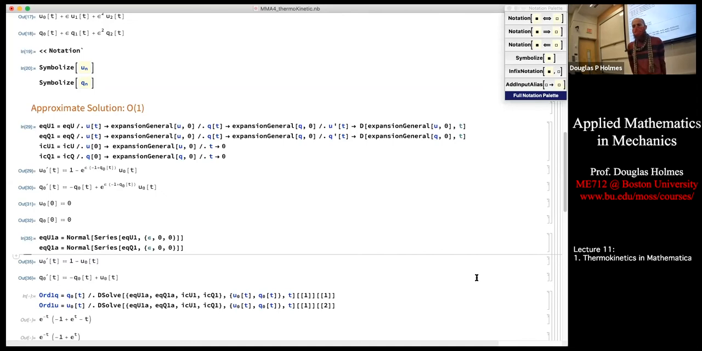Questions on how we've gotten here? Are you able to get here in your Mathematica notebook? I know I'm going maybe fast, I'm not sure, but please let me know.